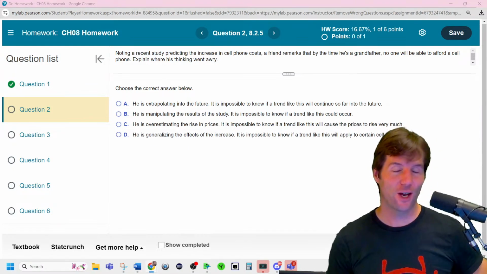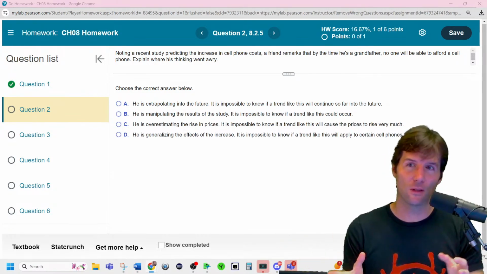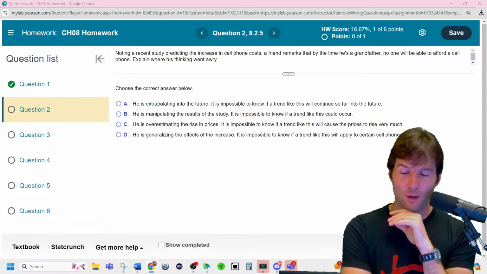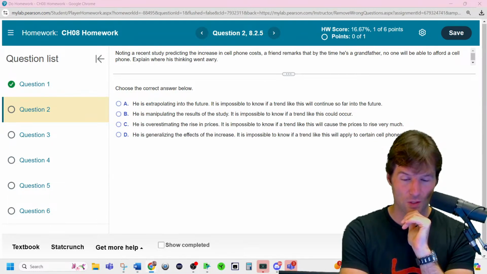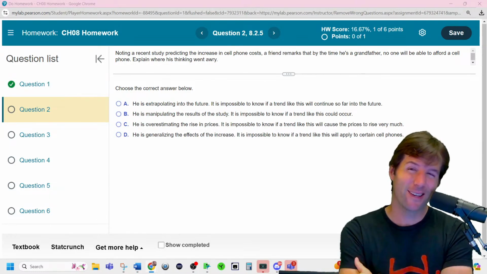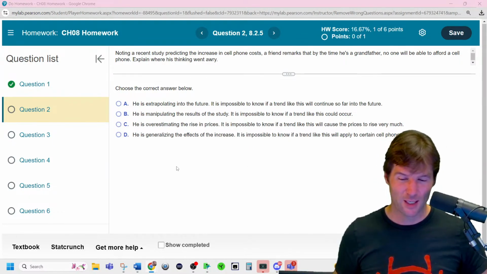There's just a lot of topics that we kind of open up and then we never completely do, because even I don't know everything. Noting a recent study predicting the increase in cell phone costs, a friend remarks that by the time he's a grandfather, no one will be able to afford to buy a phone. Explain where his thinking went awry.